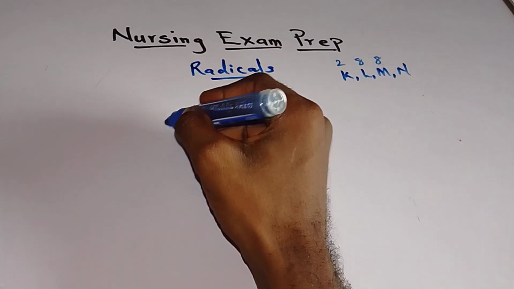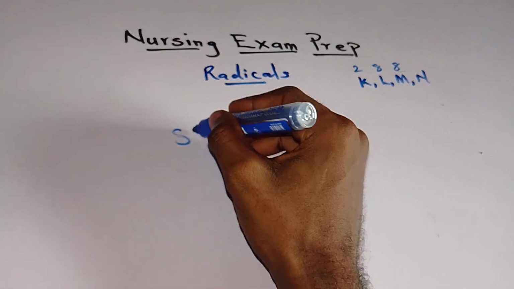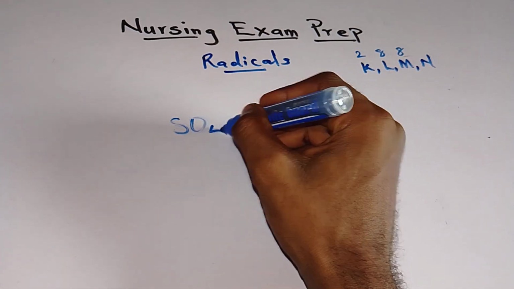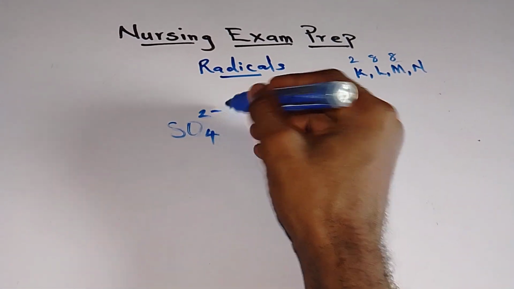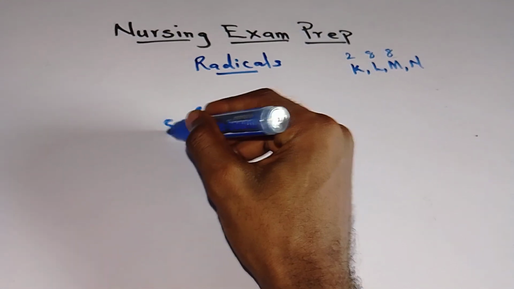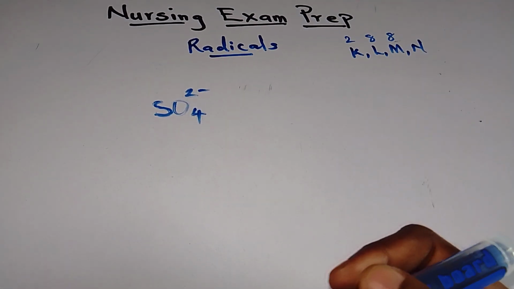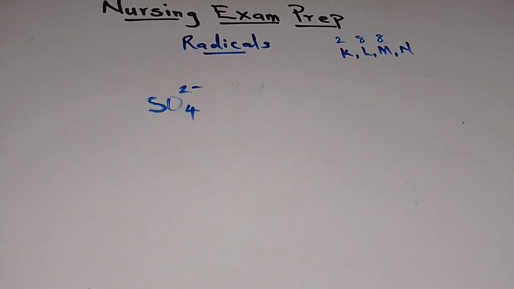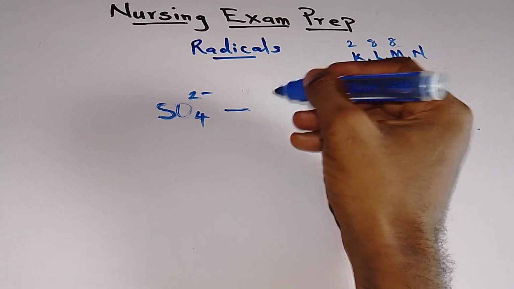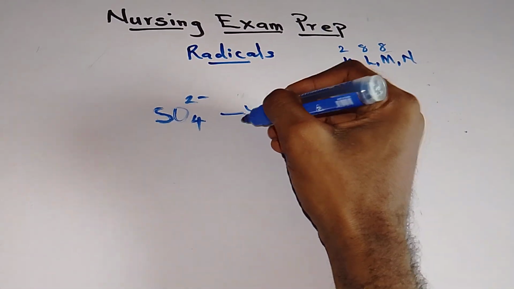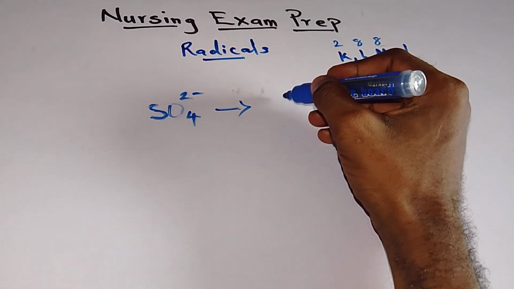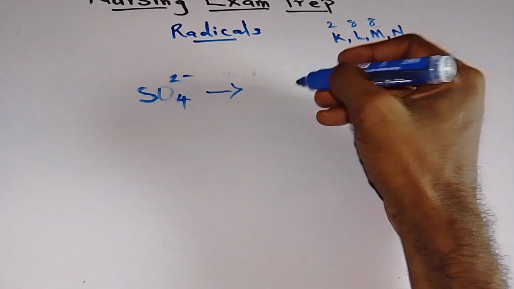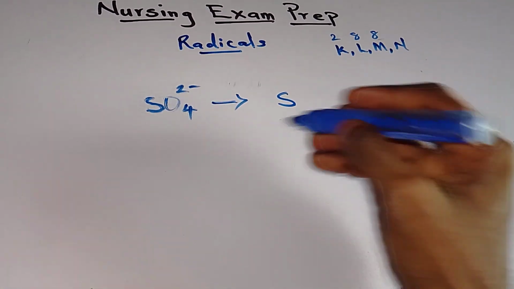Let's take this radical SO4, that is tetraoxo sulfate 6 ion, a radical. So we want to find the valency of this radical. Okay, so we are still going to use the method we are using. We have 1 sulfur here, so you display your sulfur.